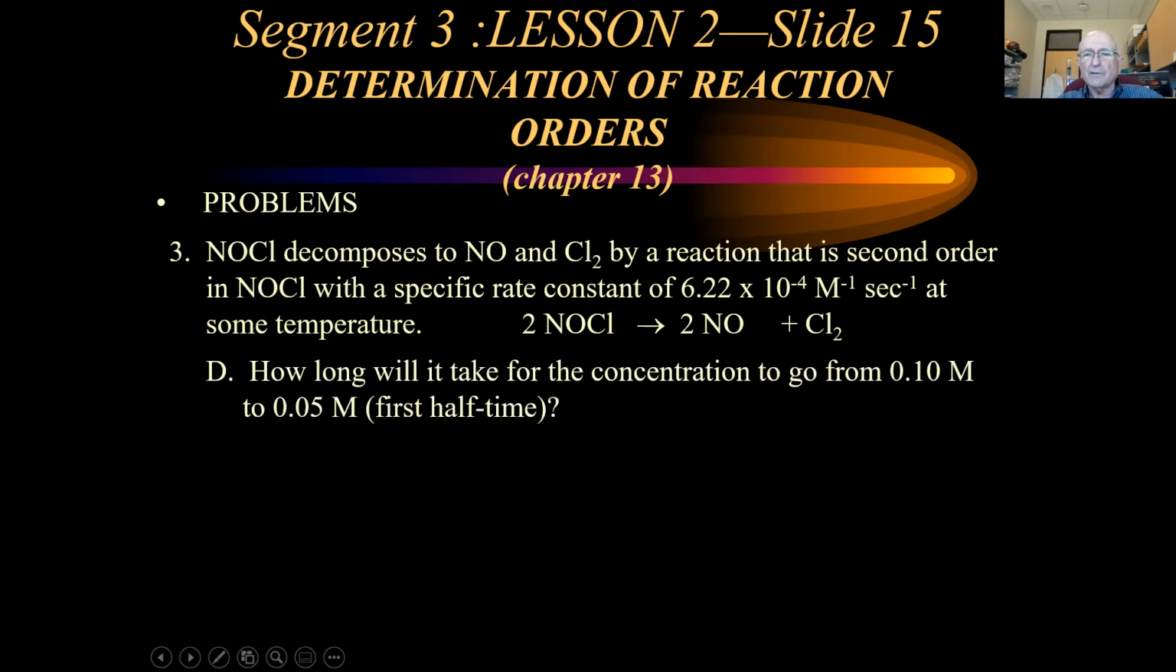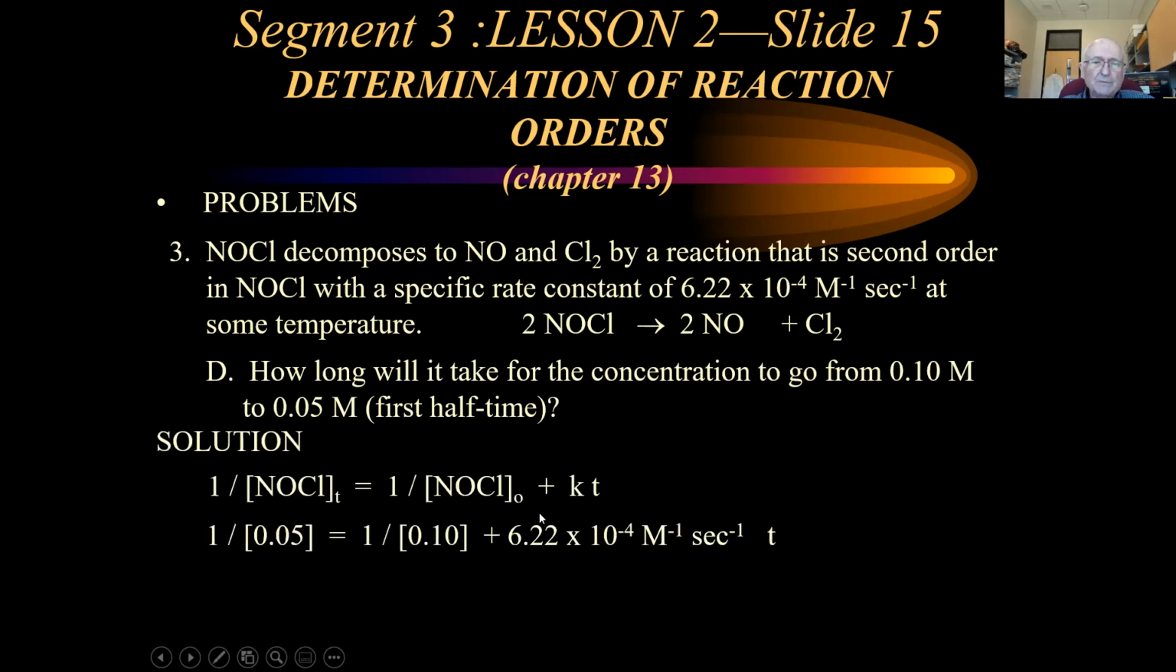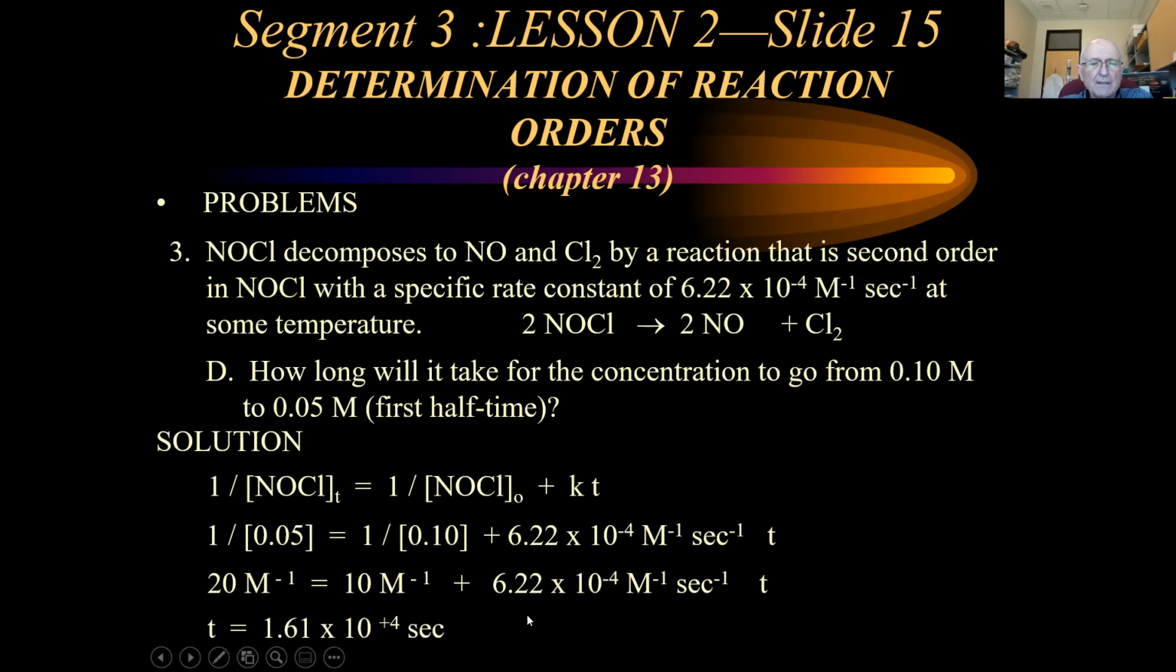How long will it take for the concentration to go from 0.1 to 0.05? That's a half time. So we can plug in the data, you have the 0.05 and 0.1. So this is 20 and this is 10 and this is 6.22 times 10 to the negative 4. We can solve for the time. It's 1.61 times 10 to the 4th seconds.